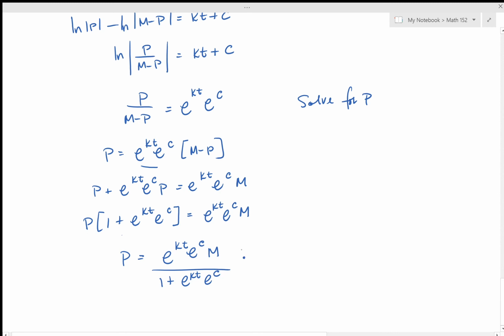Now I'm going to multiply top and bottom by E to the minus KT. And then I'm also going to do what I maybe could have done earlier, let A equal E to the C, and let P of 0 be equal to P naught.